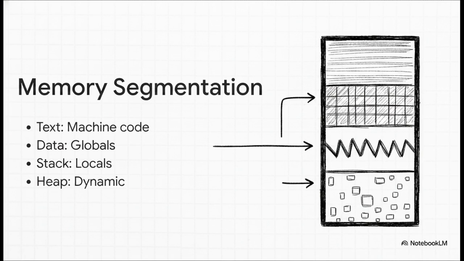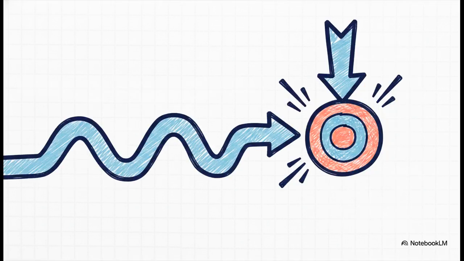You've got the text segment, which strictly stores your read-only compiled machine code. The data segment houses your global variables. The stack dynamically handles local variables, automatically growing and shrinking as needed. And the heap? That's a specially managed segment reserved for dynamic memory allocations that get requested while the program is actively running.